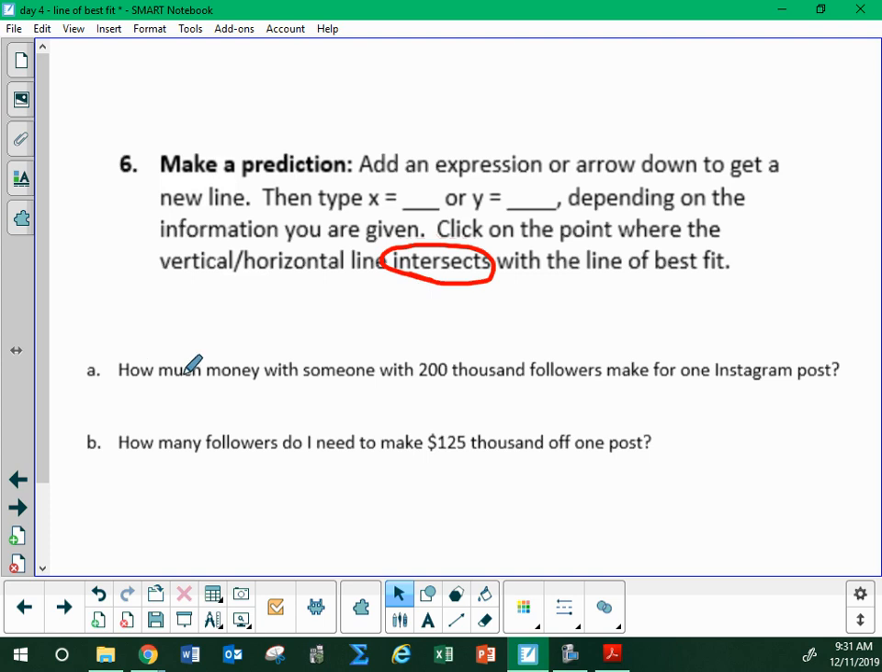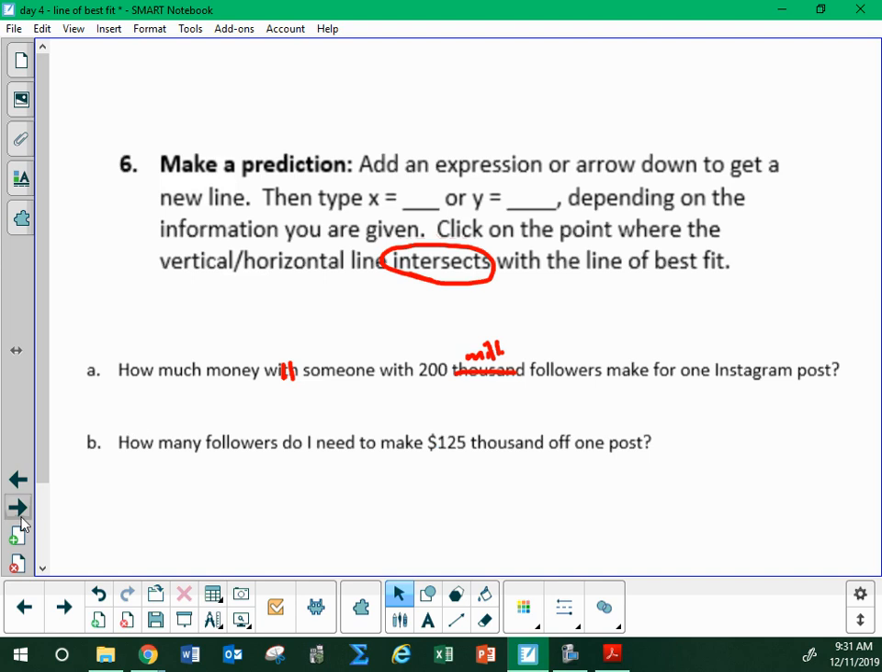All right, so question A says, how much money will someone with 200, and we said that should say million, because followers was measured in millions, with 200 million followers make for one Instagram post.